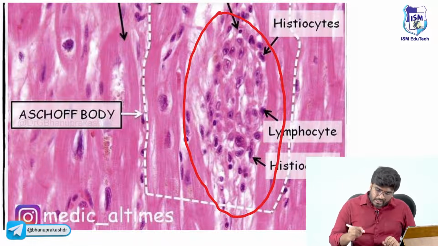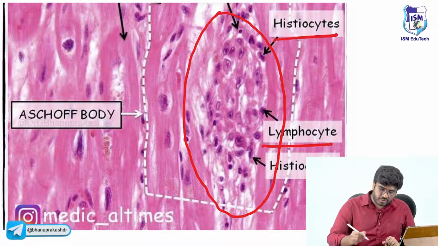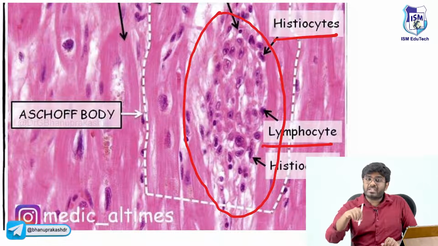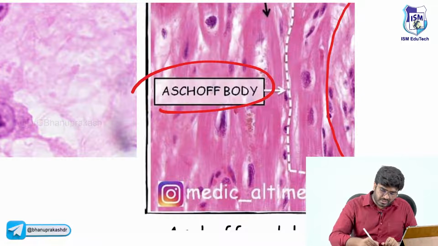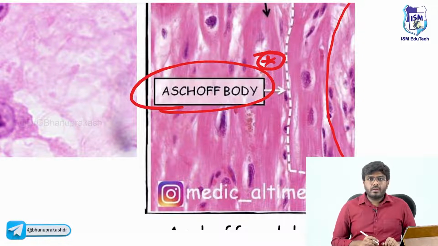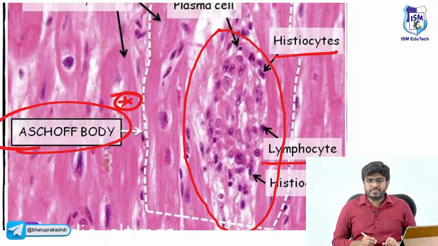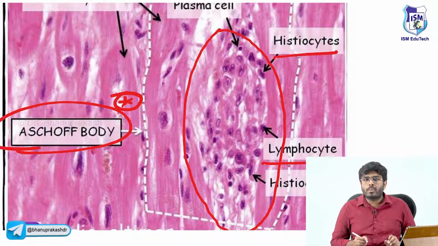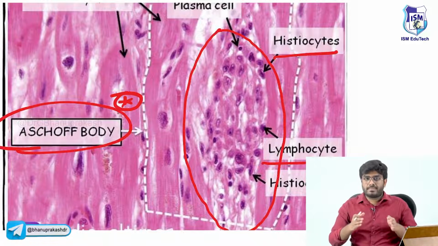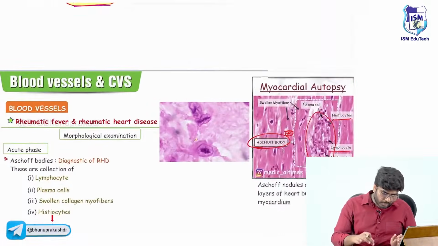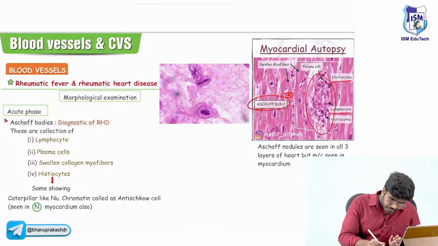What exactly are you looking at here? See, there are lymphocytes, histiocytes. This granulomatous inflammation, the granuloma seen in the myocardium, is called the Aschoff body. MCQ. This is called the Aschoff body, sir. What exactly is it? Aschoff bodies are nothing but granulomas. These are the areas of fibrinoid necrosis. These are areas of granulomas and fibrinoid necrosis, let me put it this way. Okay, so you will be having Aschoff bodies.